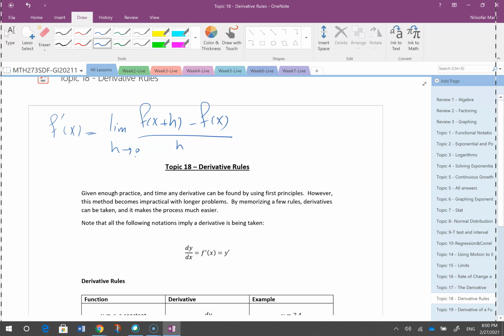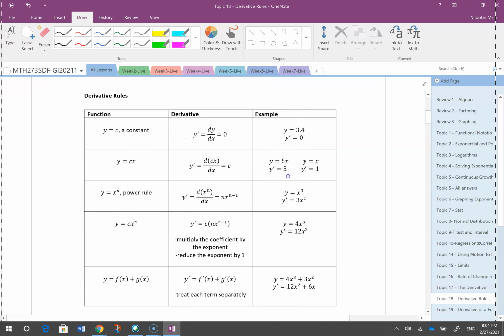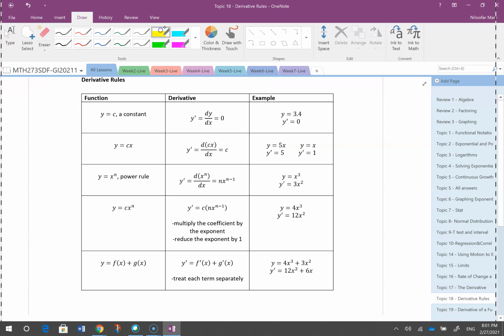Instead of h, I can use other symbols, but I recommend using h. Now I want to show you some rules, and then you can use those rules to find the derivative faster. So if I know this lesson, then I can do it faster. Here is the first rule: if I have a constant function, the derivative is 0.